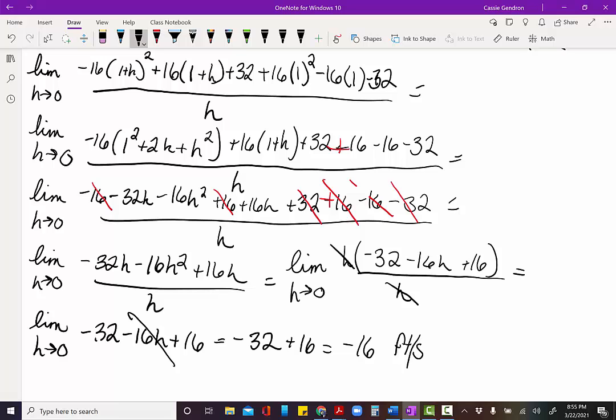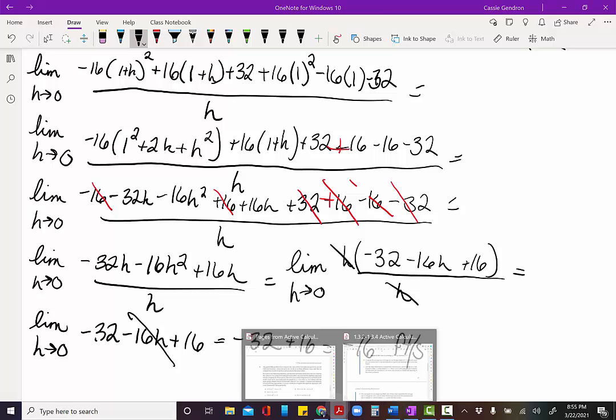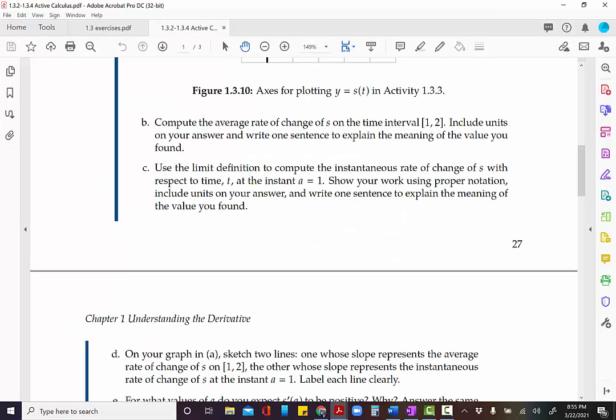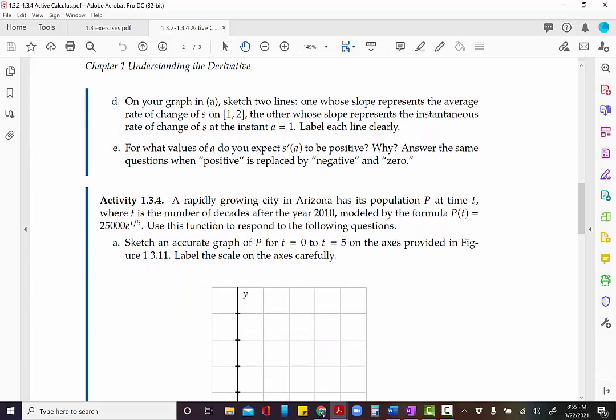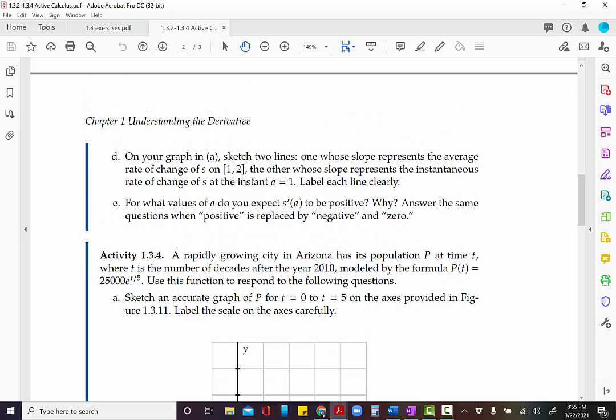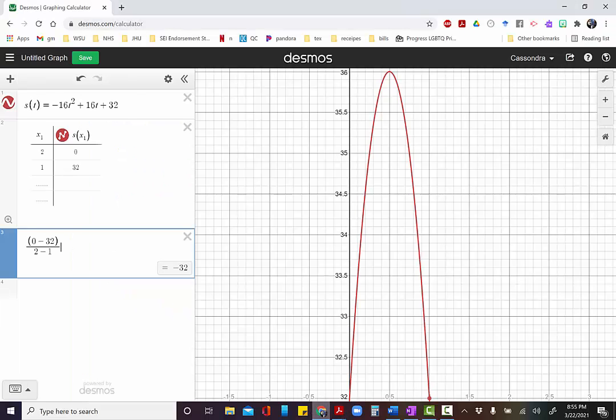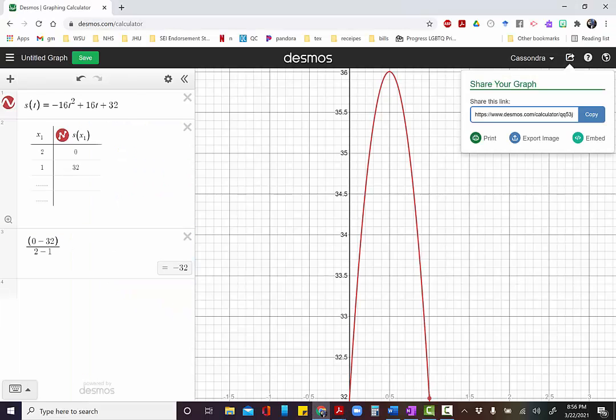Okay? So that's the limit definition. That was a really heavy problem. On your graph, sketch 2 lines, one whose slope represents the average rate of change of s on 1 to 2, and the other whose slope represents the instantaneous rate of change of s at a equals 1. Label each line clearly, so we'll go to Desmos and get a screenshot of that.